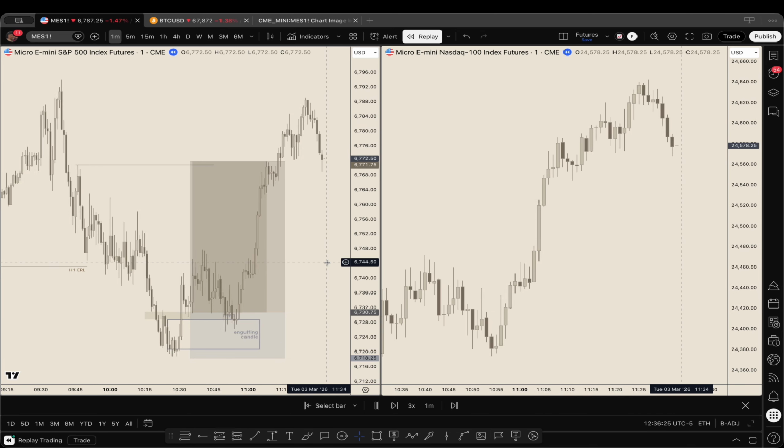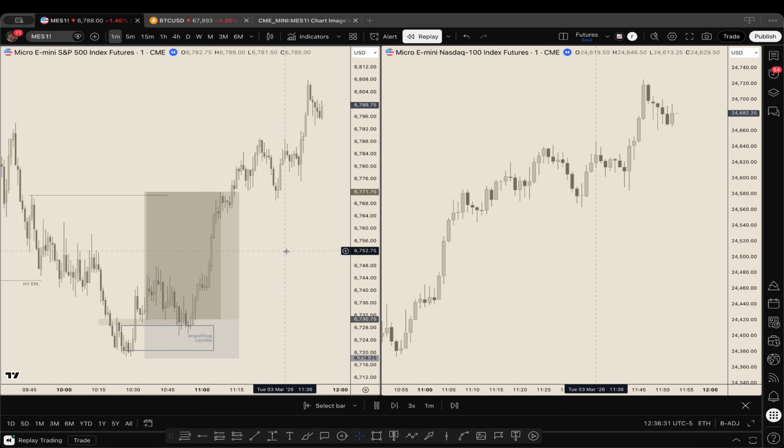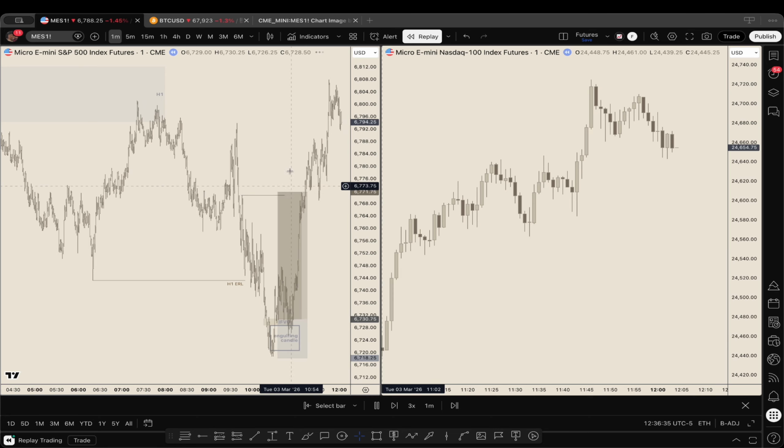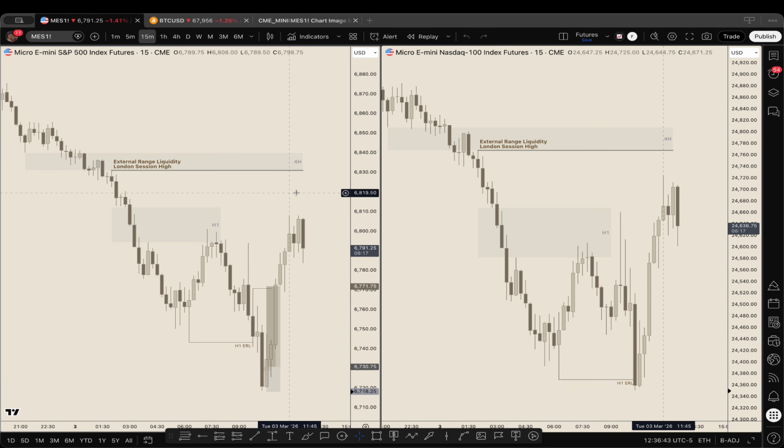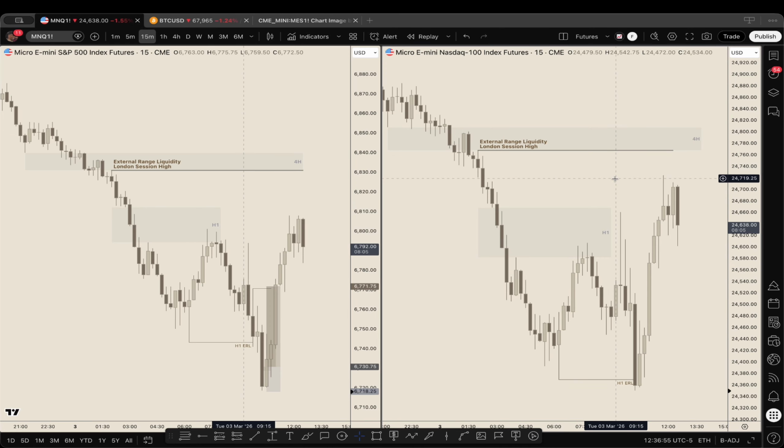I do believe that the market will eventually work up to the London session high. And I actually haven't checked to see. Okay, so we're still just below London session high, but I do believe that we'll eventually get there. I am out of the market for the rest of the day. But yeah, that was my trade from this morning. And I will put the recording up now.